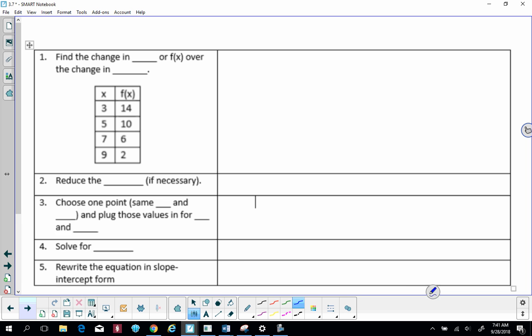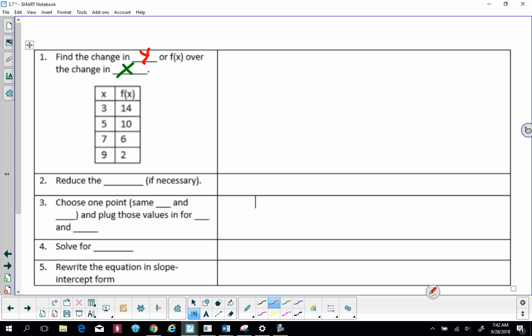So first, you can do it like Jalen did, where he circled his points and found the slope. Or you can sit here and, if you know it's linear, find the change in y, or f of x, over the change in x. However you want to do it, if you'd rather take 2 points and find the slope using the formula, that's fine too. But what we're going to do is find the change in y, or f of x, over the change in x.